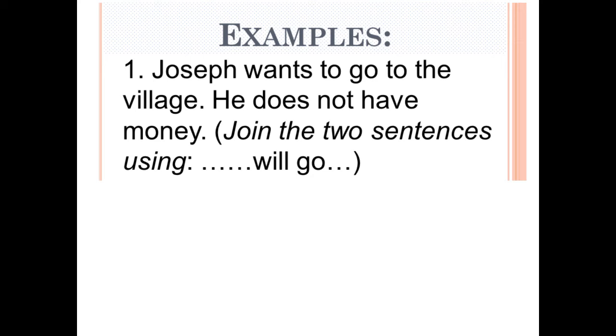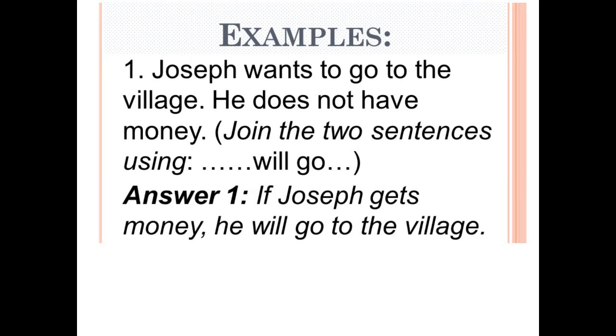Now if I were you, I would come up with a sentence like this. If Joseph gets money, he will go to the village. Now in that case, you have used the will go, which has been provided to you, and you have been able to identify the other tense, which is gets. Now will go represents the future simple, and gets represents the present simple tense.